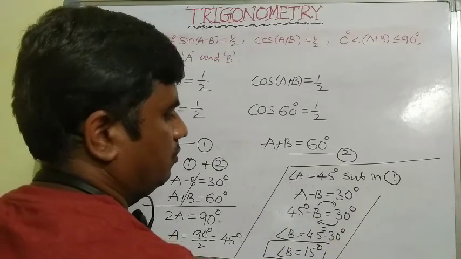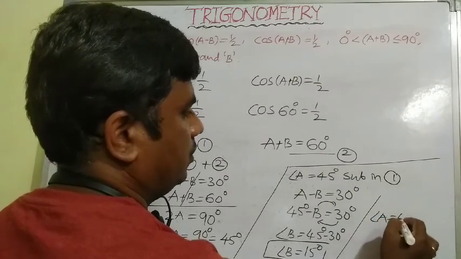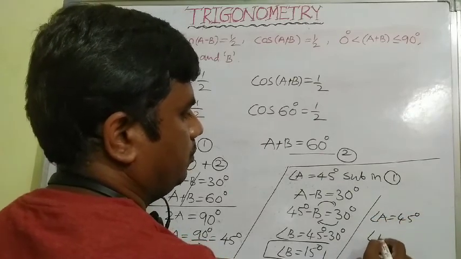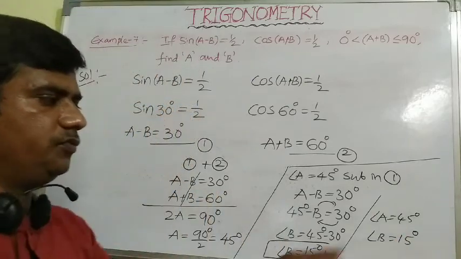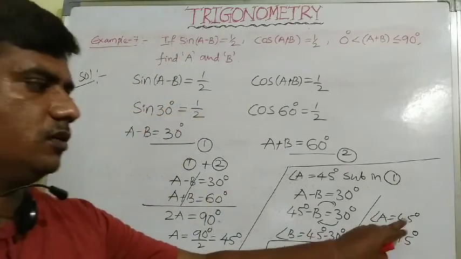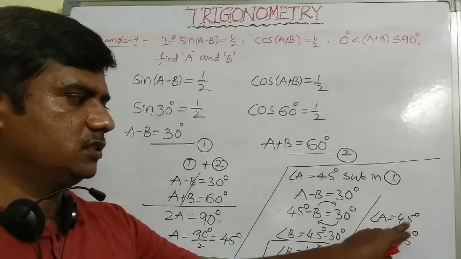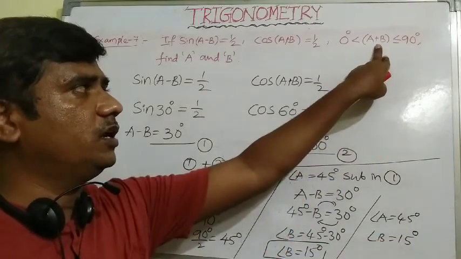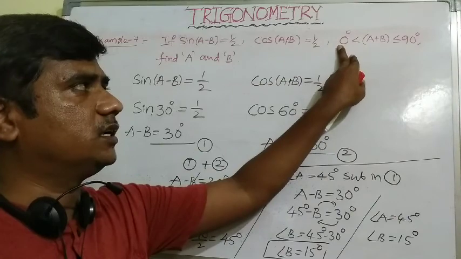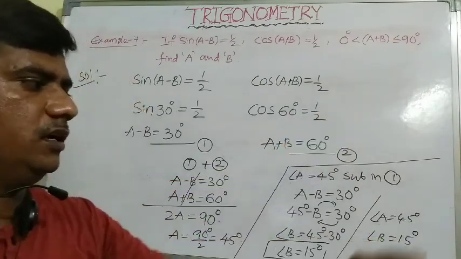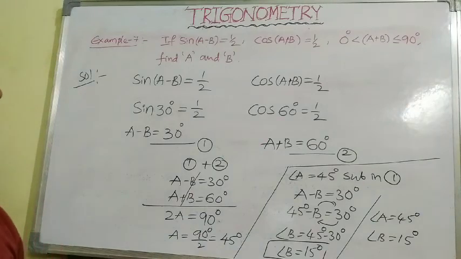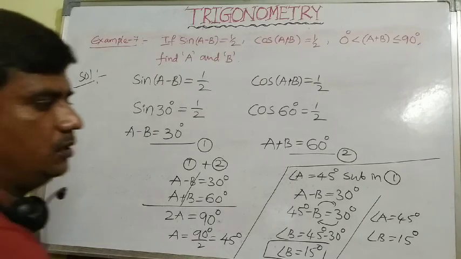See here, angle a is 45 degrees and angle b is 15 degrees. 45 plus 15 is 60 degrees. The sum of a plus b is 60, which is greater than 0 and less than or equal to 90 degrees. So angle a is 45 degrees and angle b is 15 degrees. So these are the answers.